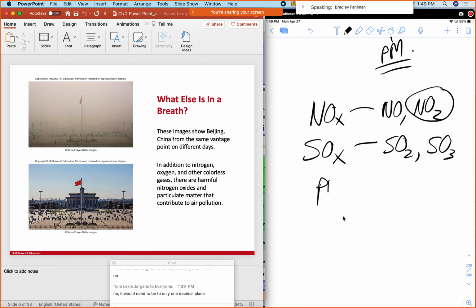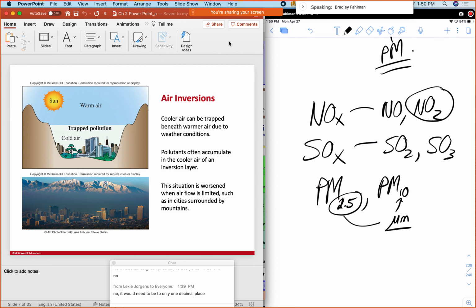And then a whole bunch of particulate matter. So there's PM 2.5 or PM 10, and these refer to microns, or the average size of these particulates in the atmosphere. So PM 2.5, on average, those are the size 2.5 microns.